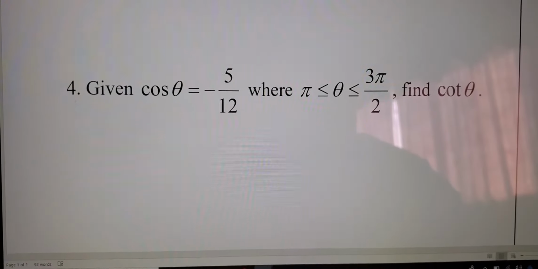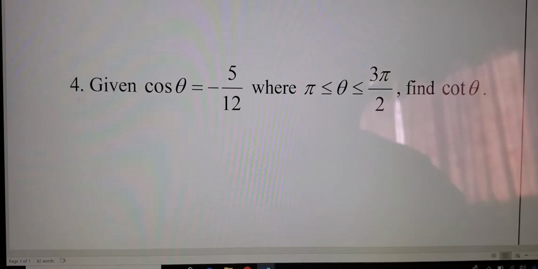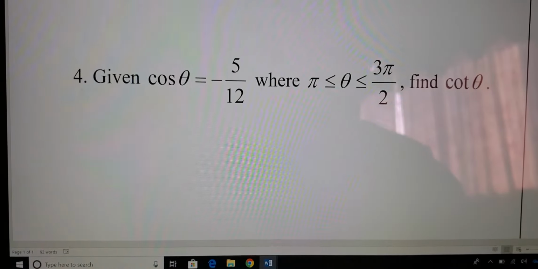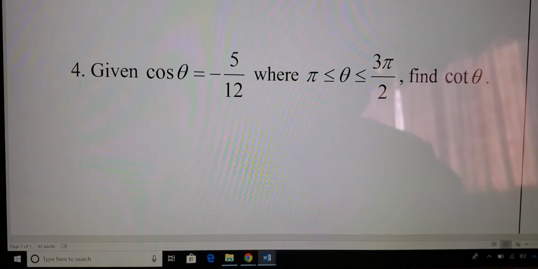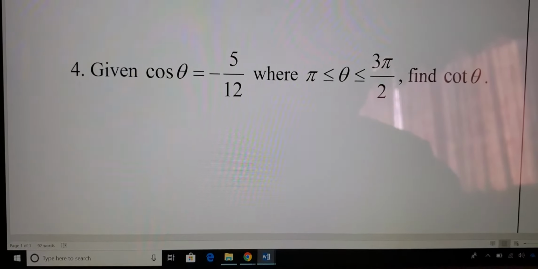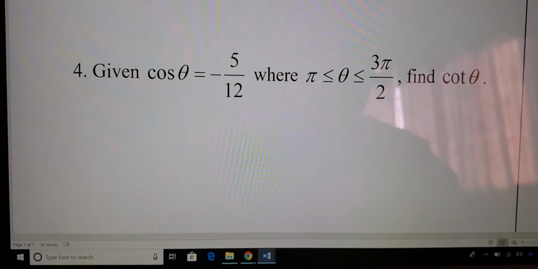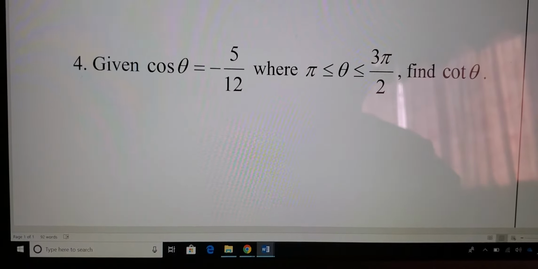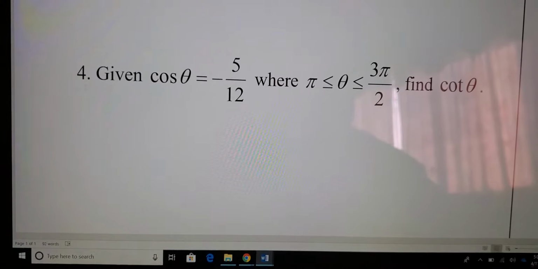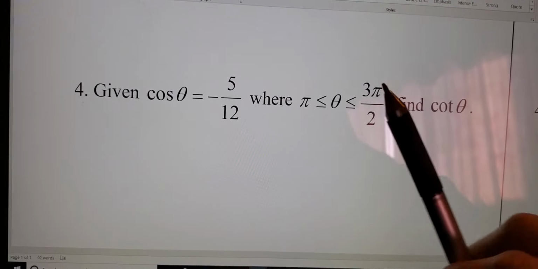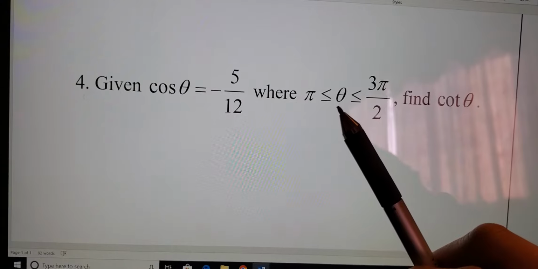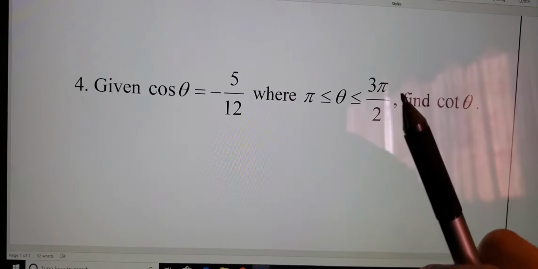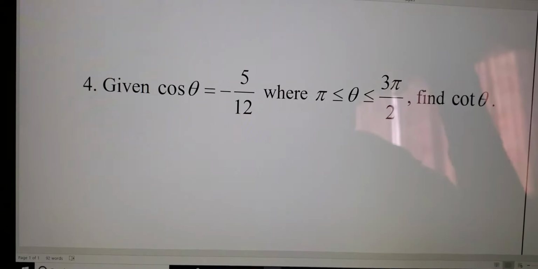So on my paper, let me write down all of this information. Cosine of theta is equal to negative 5/12. The parameters are from pi less than or equal to theta less than or equal to 3 pi over 2. And then we're trying to find cotangent of theta. An important thing to know is that theta stands for the angle. So this is an angle, and these are the parameters, from pi to 3 pi over 2. And again, we're trying to find cotangent.